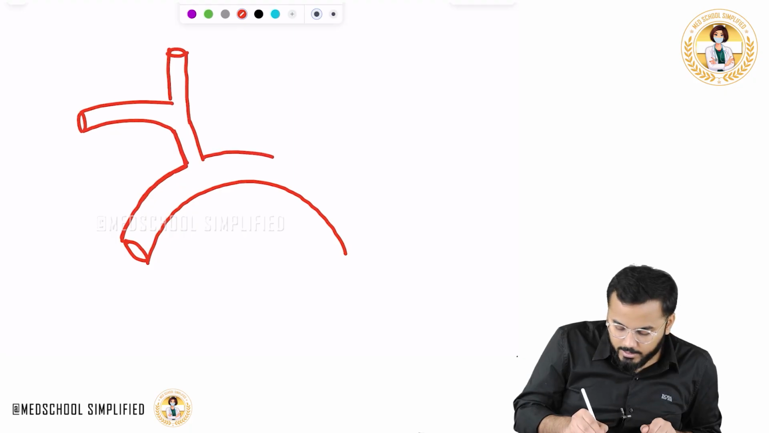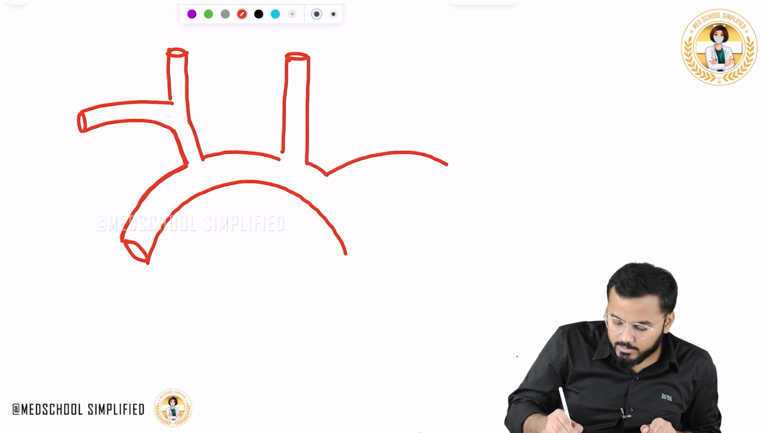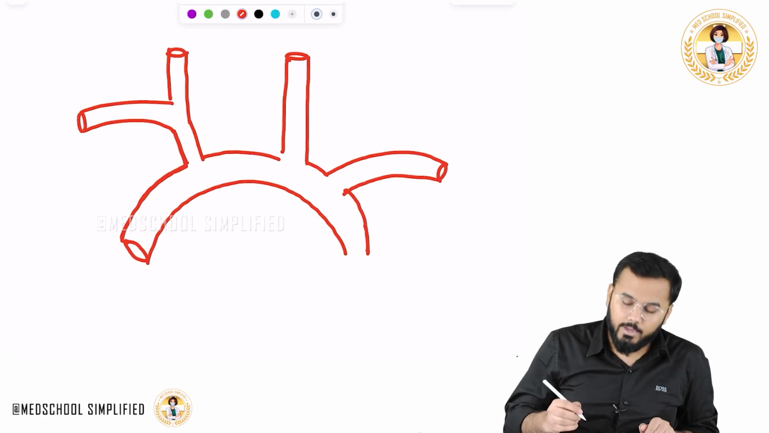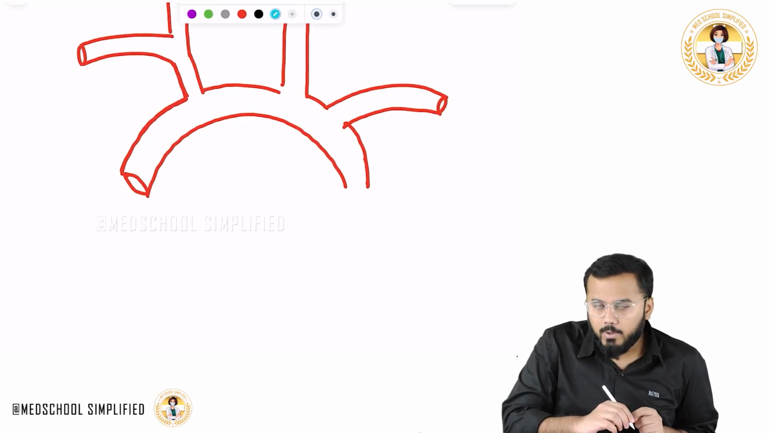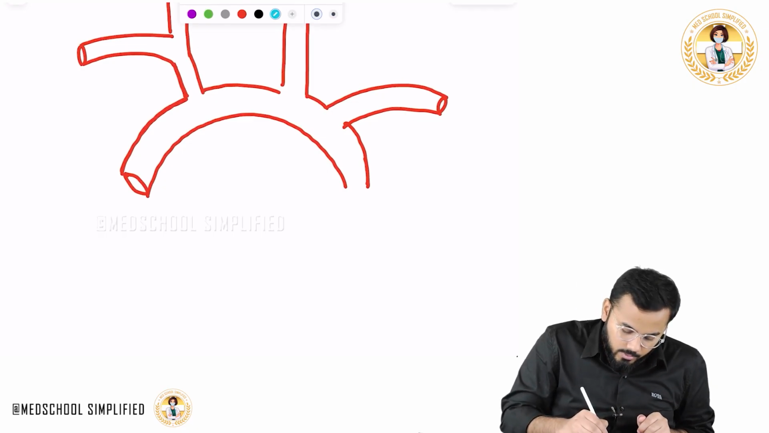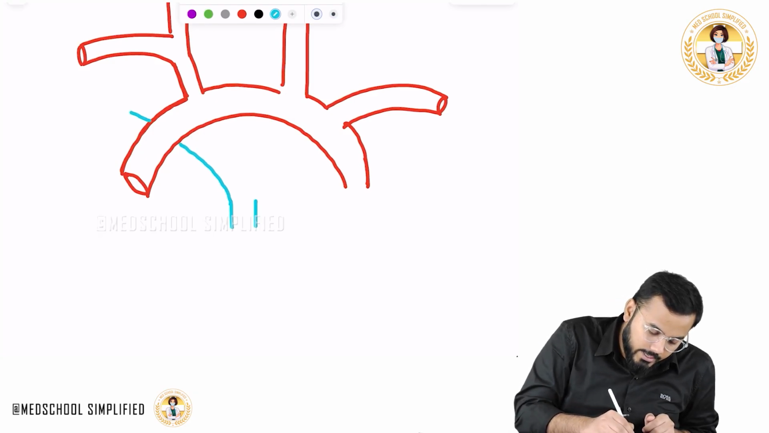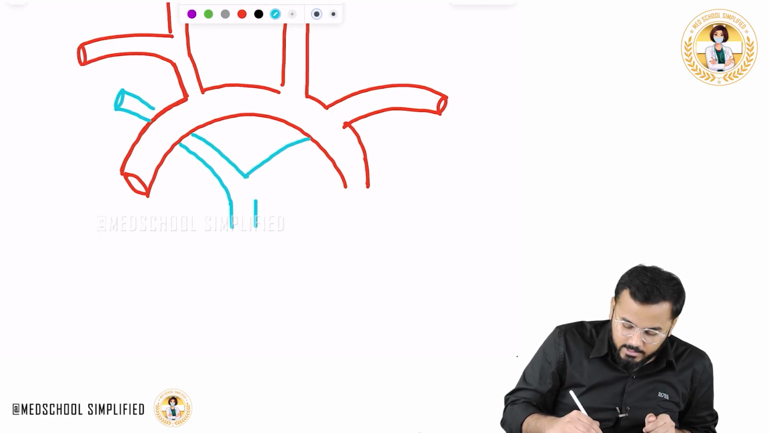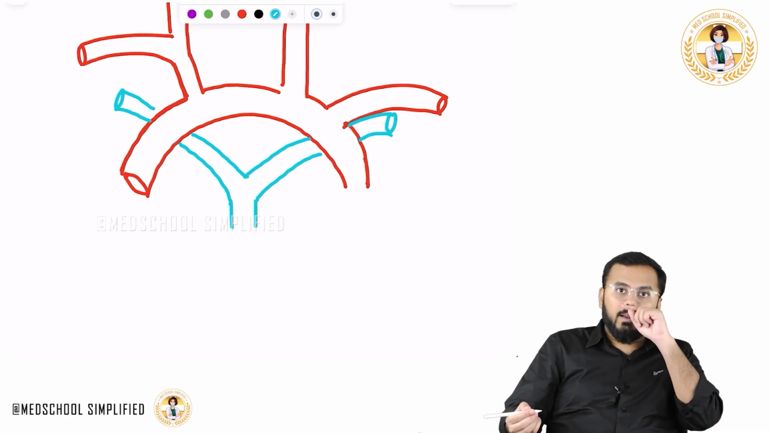And after that here you have got your left common carotid artery, and here you have got your left subclavian artery, like this. Now the next important thing you have to know is the pulmonary artery, right? So this is your pulmonary trunk, and you know that the pulmonary trunk is dividing into two branches. One is the right pulmonary artery, and this one is called your left pulmonary artery. Right and left pulmonary artery.